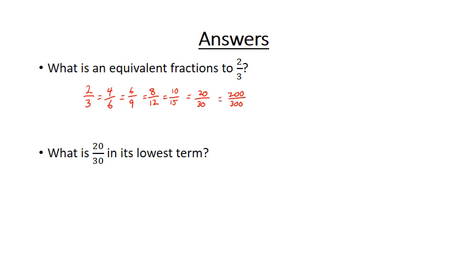Second question says, what is 20 over 30 in its lowest terms? Well, remember that the highest common factor of 20 and 30 is actually 10. So if I've got a fraction of 20 over 30, I need to divide both the numerator and the denominator by 10. That's going to give me a fraction of 2 over 3.